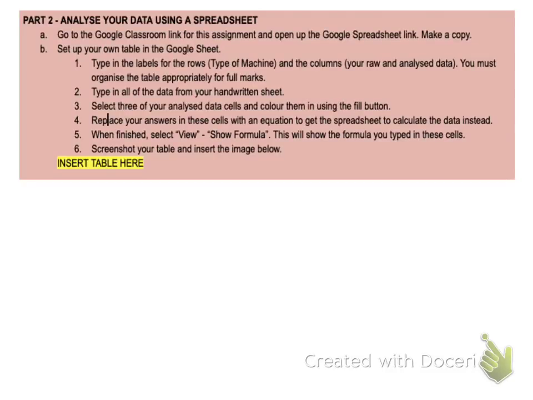Part 2 involves using a spreadsheet to do the calculations on your data. So the very first thing you have to do is go to the Google Classroom and open up the spreadsheet that we have with this assignment, and it's going to ask you to make a copy, so do that. Now in that spreadsheet you have to do a few things.